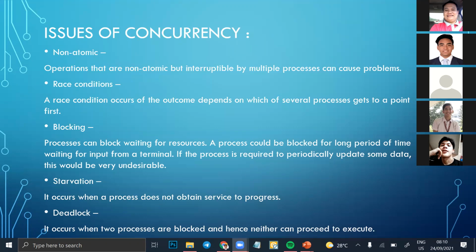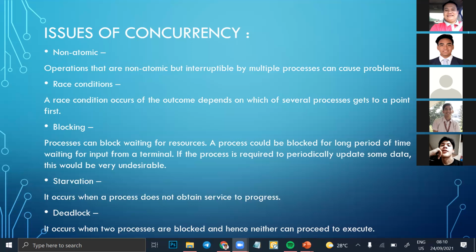A race condition occurs if the outcome depends on which of several processes gets to a point first. So, in fact, a race condition is a hazard. It is a condition of an electronic, software or other system where the system's substantive behavior depends on the sequence or timing of other uncontrollable events. It becomes a bug when one or more of the possible behaviors is undesirable.